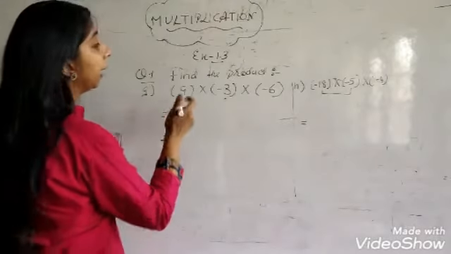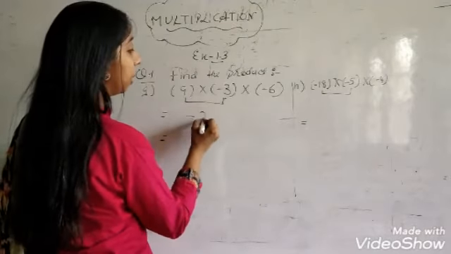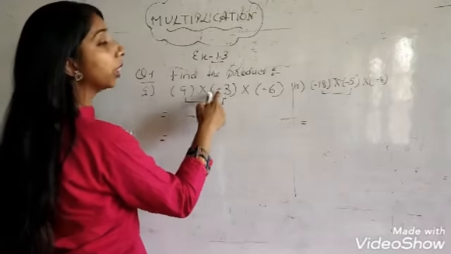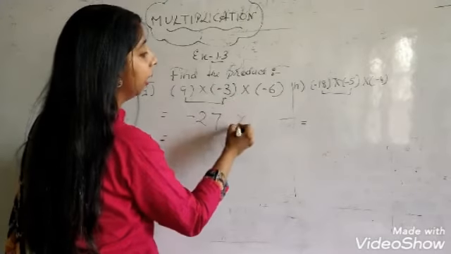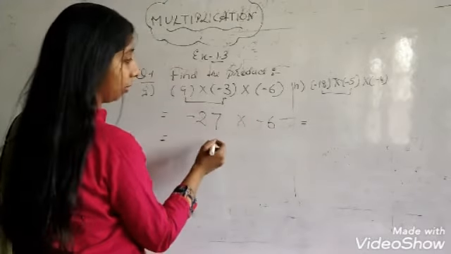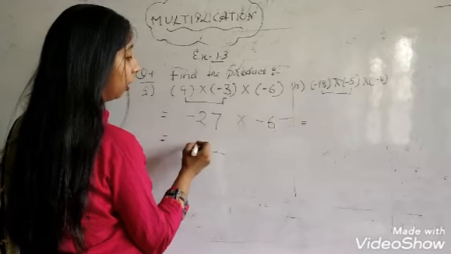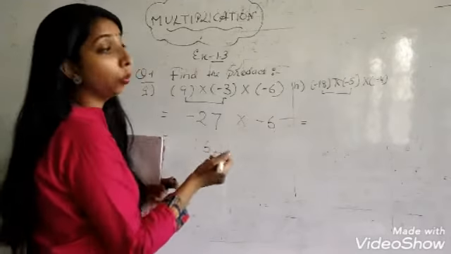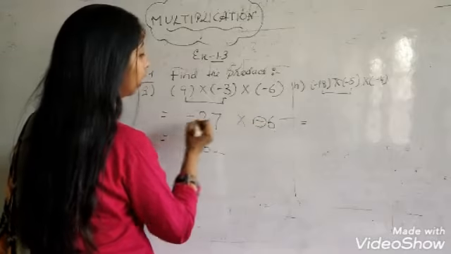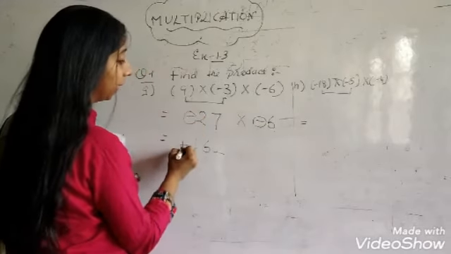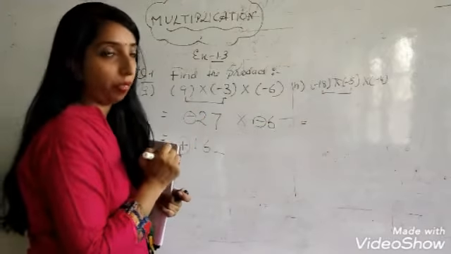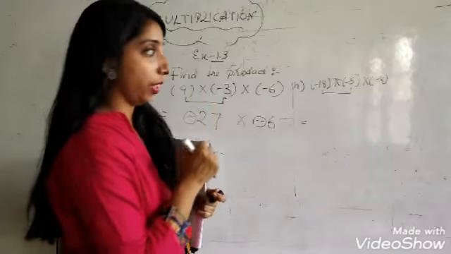So I am multiplying 9 into minus 3, which will become minus 27, because one is positive and one is negative. And then I will multiply with this. What answer will I get? 6 7s are 42, so totally we get 162. But these two are negative signs, so I will get the answer in a positive form. Let's move to the next question.